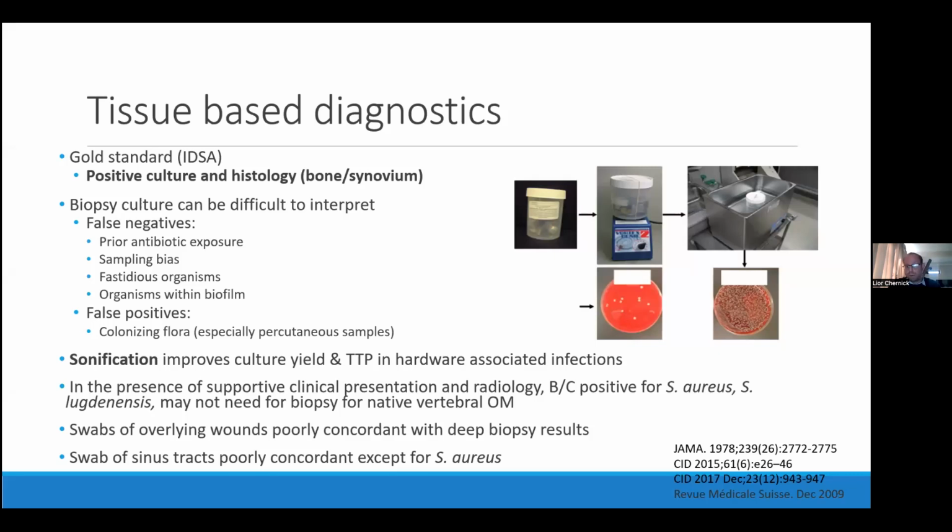Swabbing overlying wounds, we know, is a terrible sample to take. It's poorly concordant with deep biopsy results. You tend to grow a zoo that may or may not be relevant. Swabs of sinus tracts in patients with chronic osteomyelitis are also poorly concordant, with the exception of Staph. So if you do send a pus swab from the sinus tract and grow Staph aureus, whether it's MSSA or MRSA, that may have clinical bearing on the likelihood of recovering that organism from a definitive biopsy.